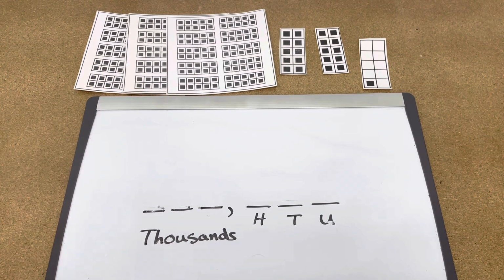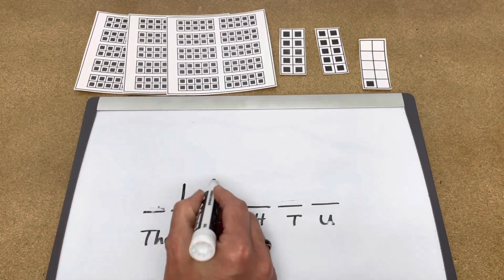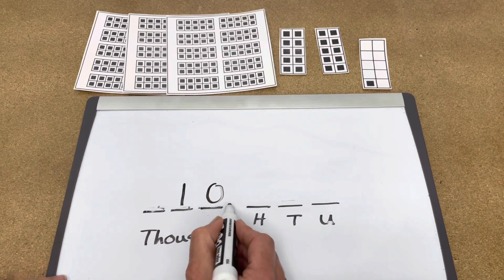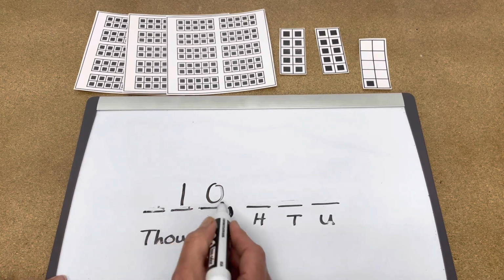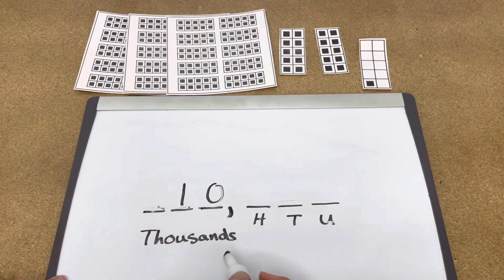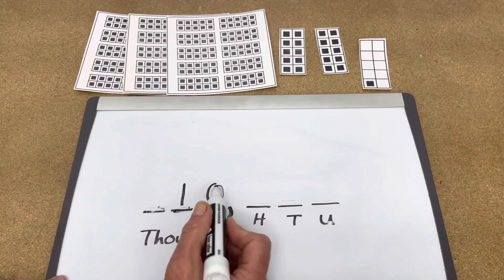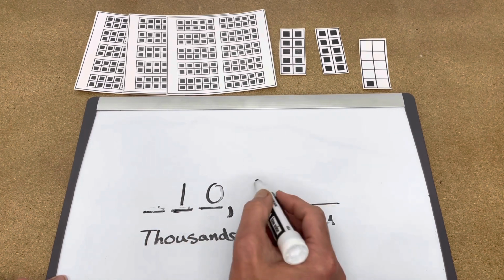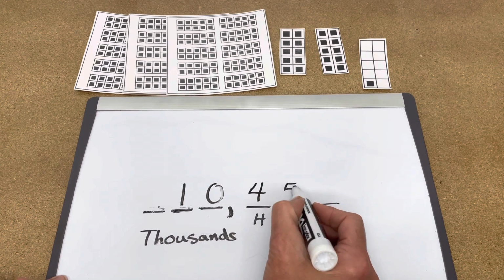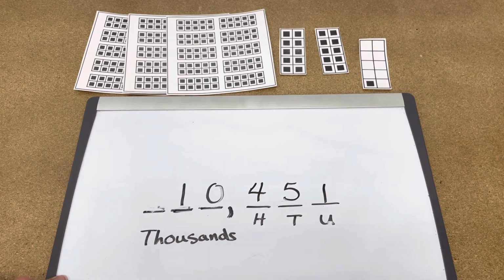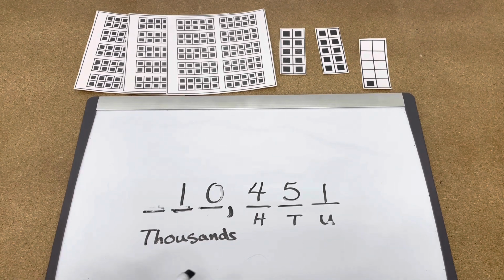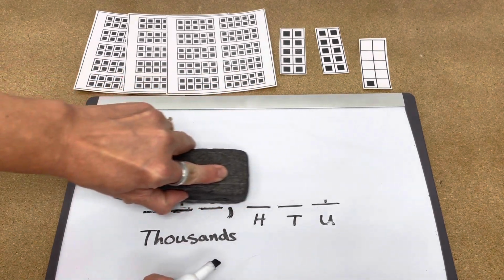So if I say 10,000, you would write 10. You hear the word thousand. The comma separates the thousands from the hundreds, tens, and units. So we would write 10,000. Let's say I say 451. So I would continue writing the number like that: 10,451.